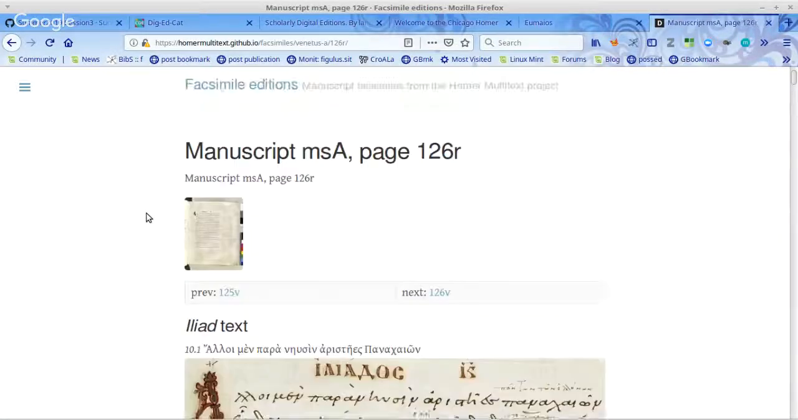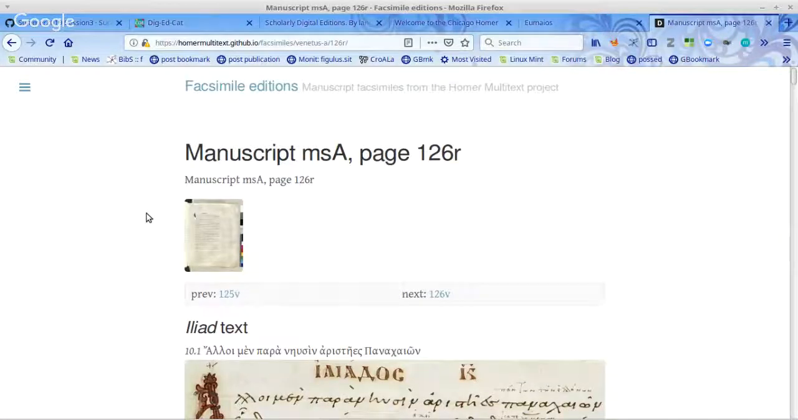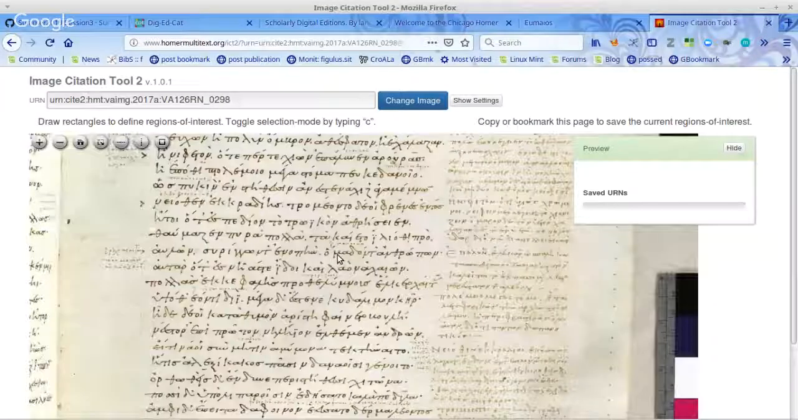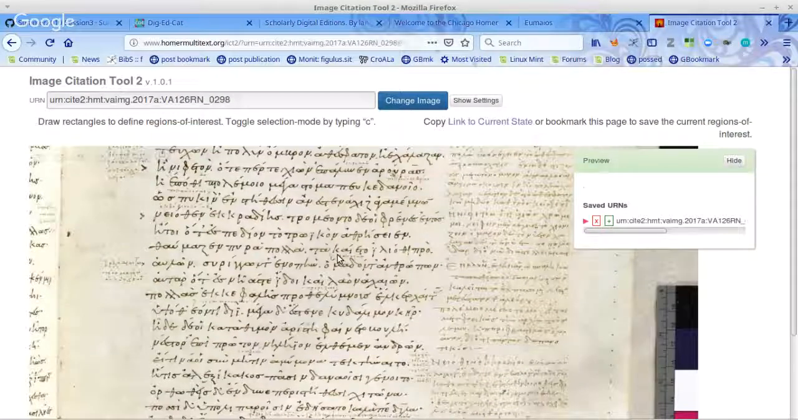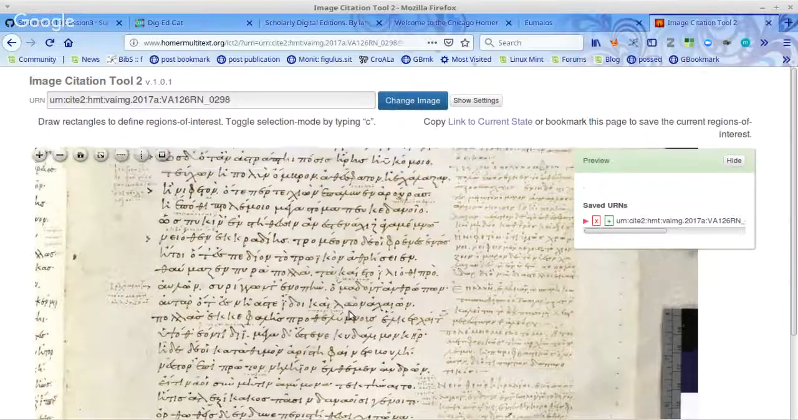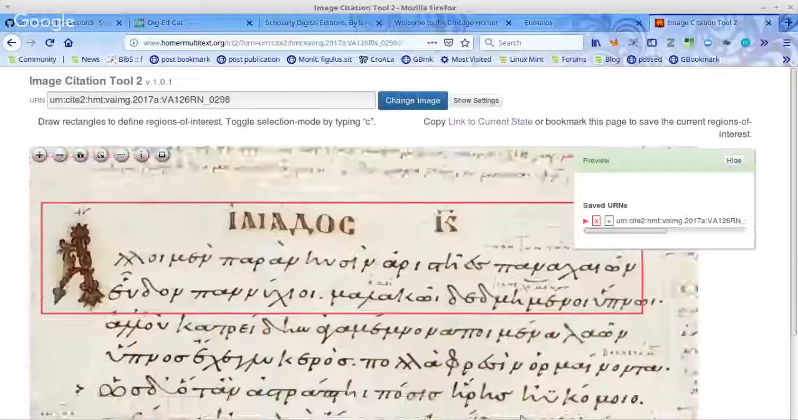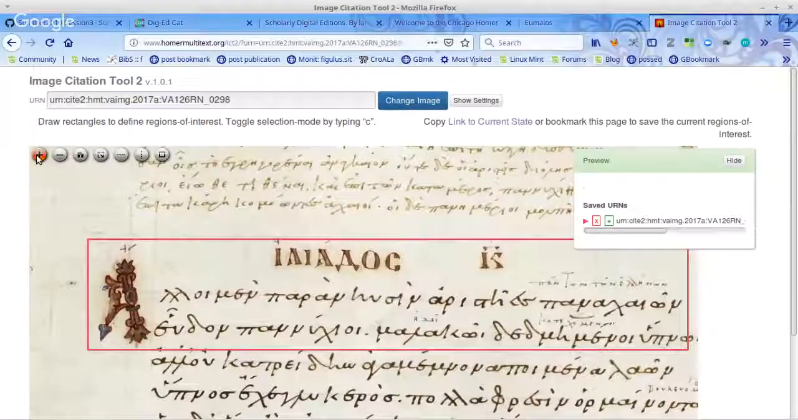There's something else which is important here. We can simply click on this, and then we will see the whole page of the manuscript. And when we move, we will find the region which was transcribed. And if we want to study this region, we can zoom in, and then we notice something.